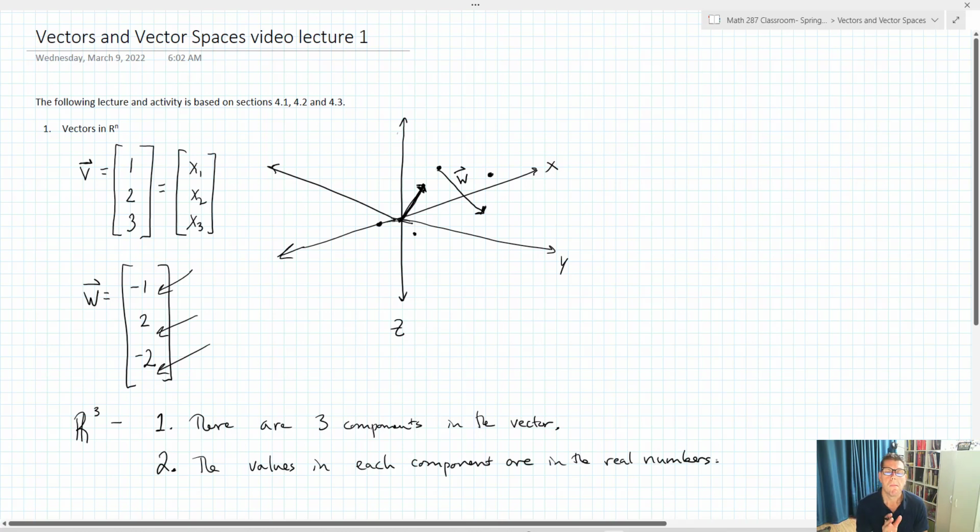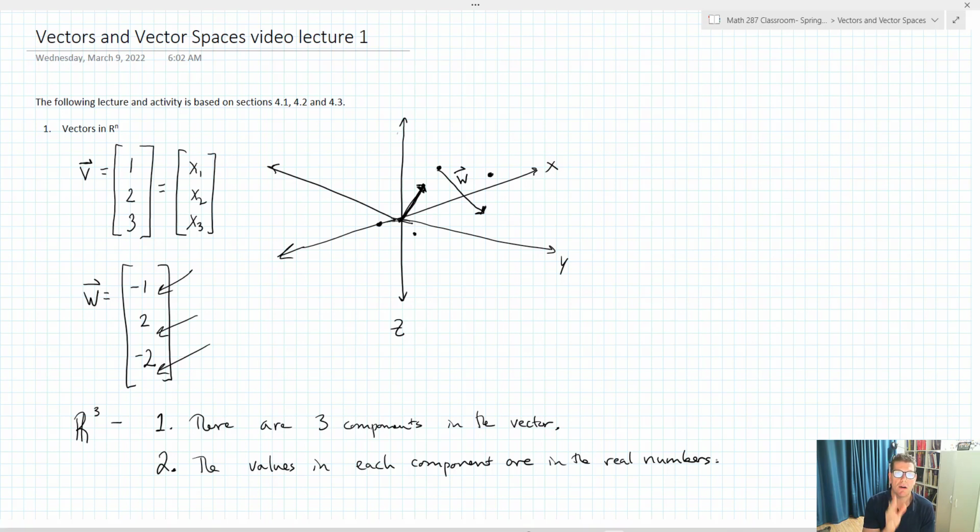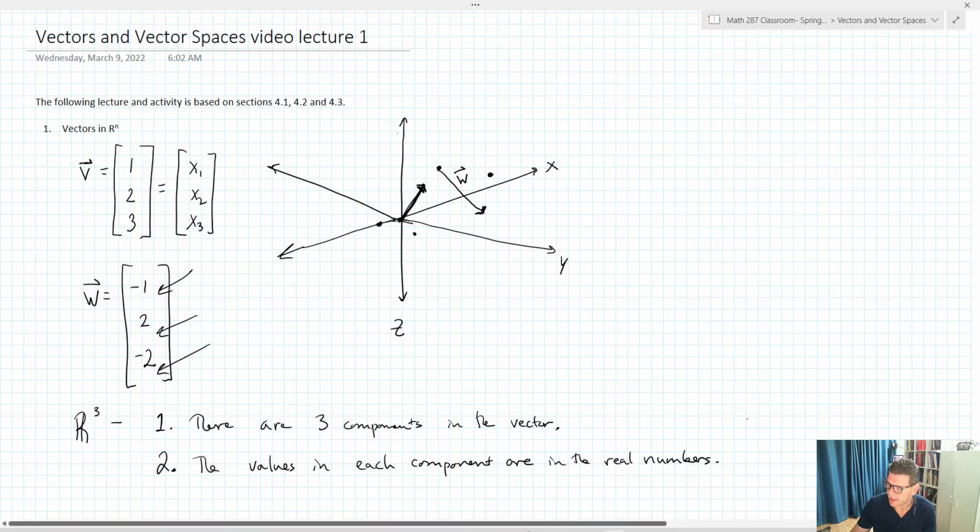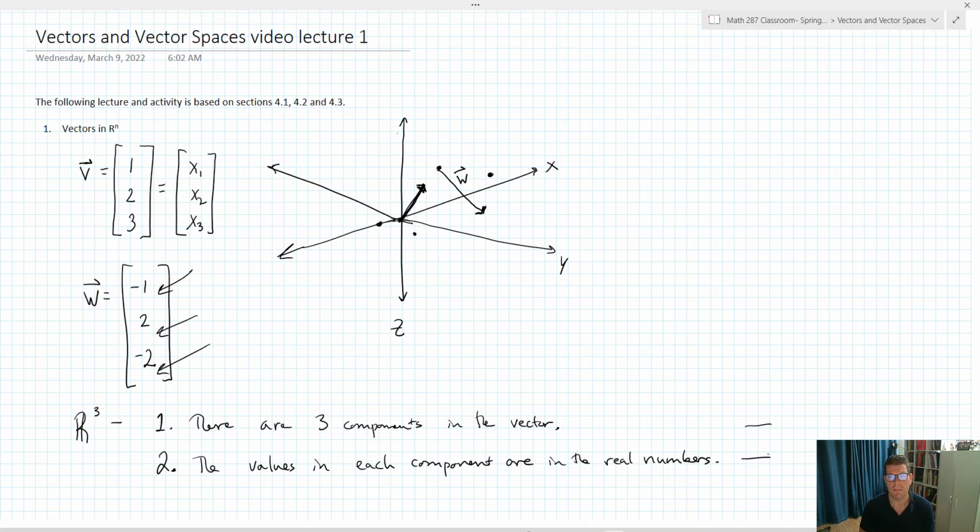Now, the geometric representation of R3 is going to be a three-dimensional space, like the one that I just drew right here. However, when we work inside of vector spaces, there are a lot of other vector spaces that have three-dimensional representations that are not R3. And that's actually quite important. What makes R3 is these two characteristics right here: three components in the vector, and the values in each component are in the real numbers.